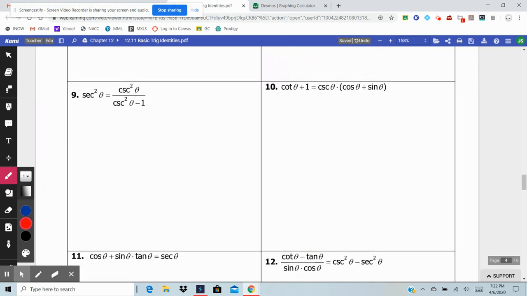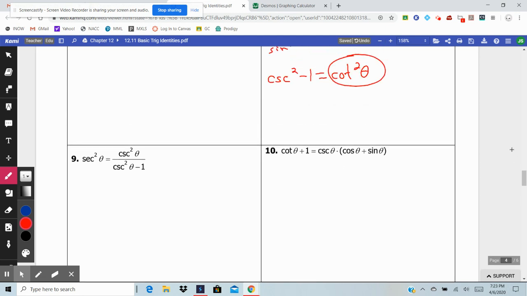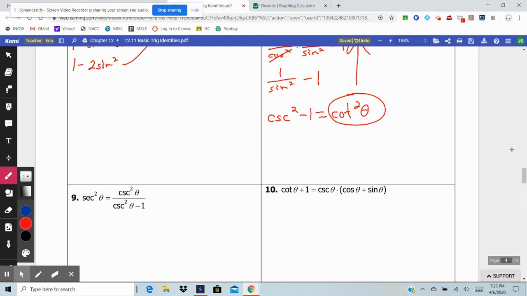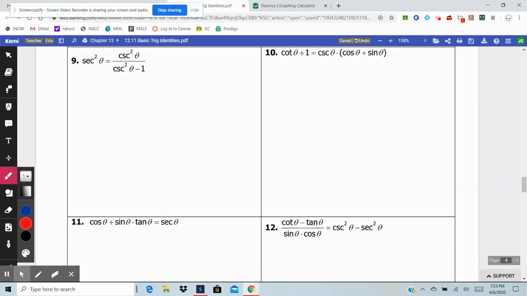Next one. I'm probably going to start on the right side over here. And let's see, what can we do with that? Cosecant squared minus 1, I believe we just used that one. That's one method of doing it. If you want to go ahead and replace that with cotangent squared, I think that's going to be a little bit cleaner, because if not, you're going to have to do some common denominator stuff. So let's start there.